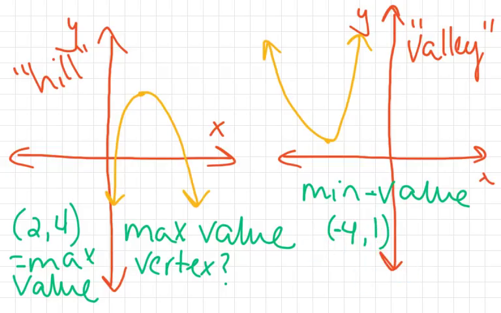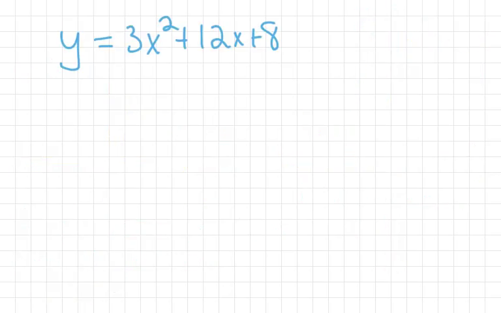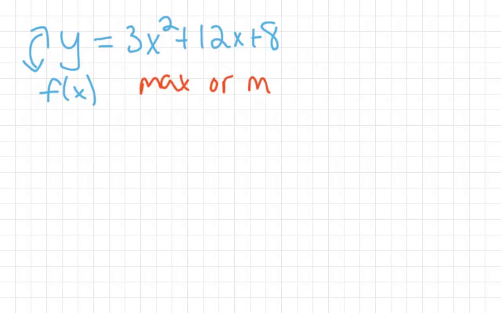Okay, so we're looking at max and minimum values based on a graph. What if I'm just given an equation, and you can see this as y or f of x? Remember, they mean the same thing. What if I'm given this equation of this quadratic? First of all, am I going to have a max or a min? How do I know just by looking at it? Well, I know this quadratic is positive. There's nothing out in front. If it's positive, it's going to open upwards, right?